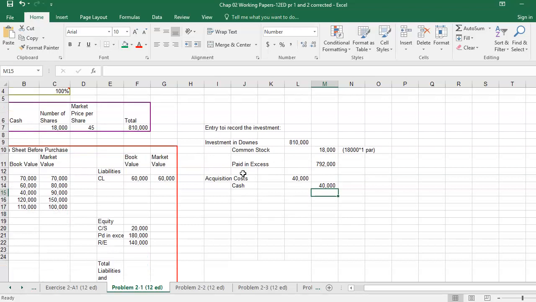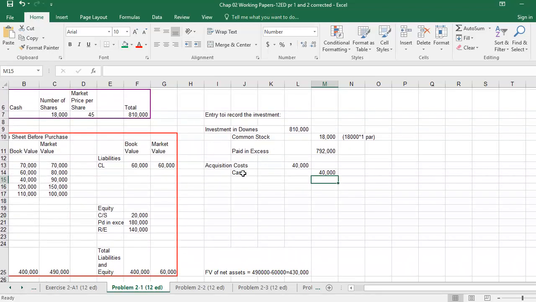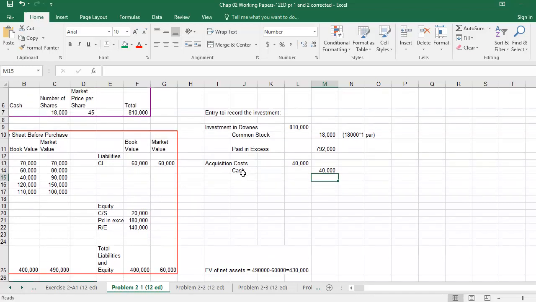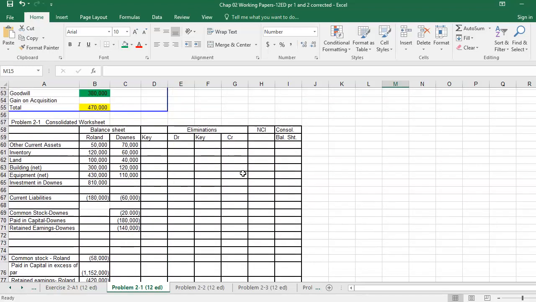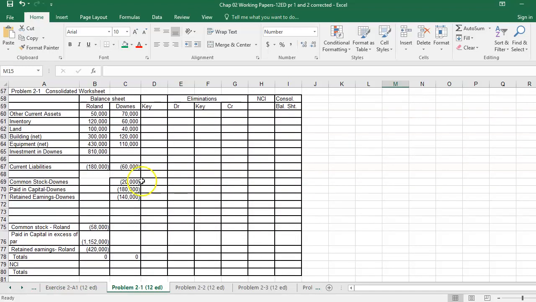And then part three wants a consolidated balance sheet immediately subsequent to the purchase. Okay, so if you come down here, they have a worksheet where we can do our balance sheet. And notice we have this investment and we have their equity. Okay, and then we also have to make some adjustments. Basically we're going to add across to get our new balance sheet, but some things have to change here.